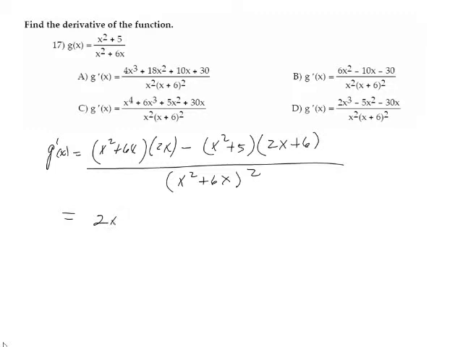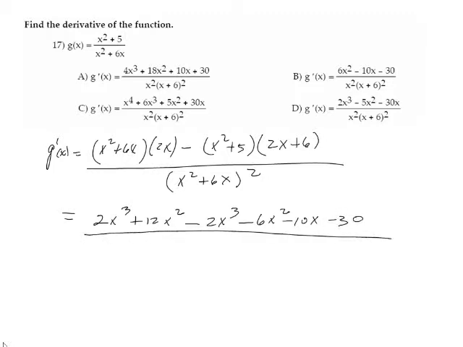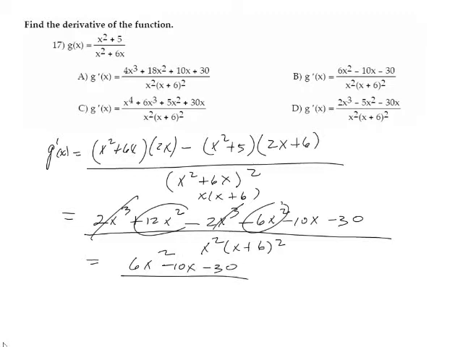Multiplying this out, we get 2x cubed plus 12x squared minus 2x cubed minus 6x squared minus 10x minus 30, all divided by, I'm going to factor an x out of this. So I would get x squared times x plus 6 squared, and notice the x cubes cancel. I get 6x squared minus 10x minus 30 all over x squared times x plus 6 squared, and that is answer B.